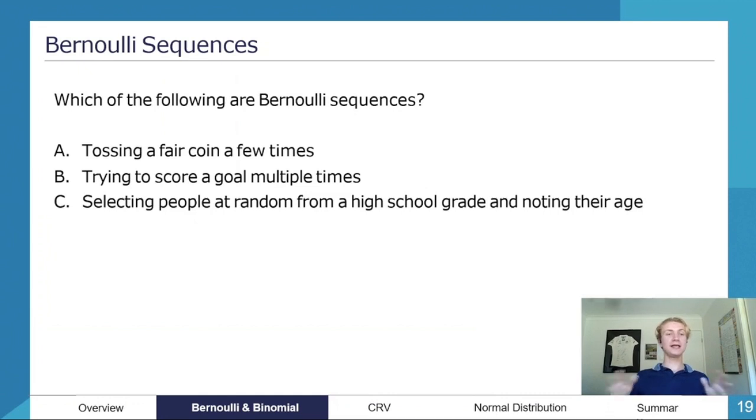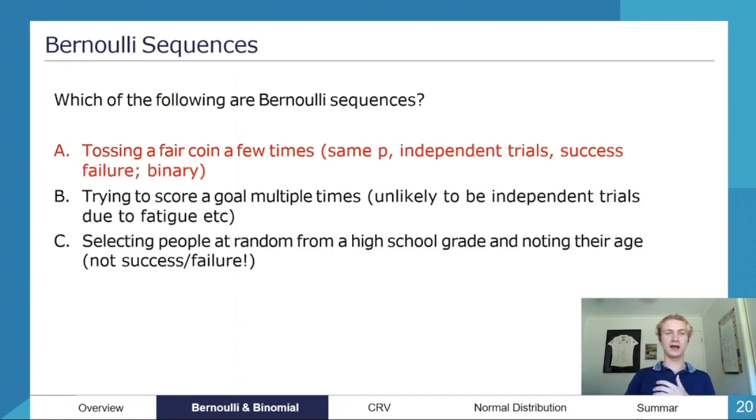Okay, so here's an example, as I said, where we're going to actually test this in an actual scenario. So, which of the following is a Bernoulli sequence? If you're rewatching this, you can pause it, have a go. If not, I'm going to go through them now. So, the only one that I've classified as a Bernoulli sequence is A. B could be, but technically it's not. So, A, we're tossing a fair coin a few times.